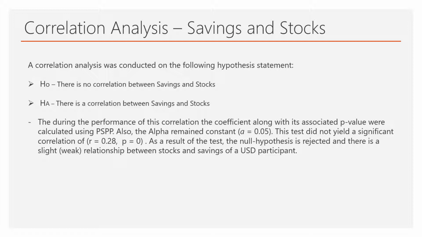In another example, we're looking at savings and stocks. The null hypothesis states there is no relationship between savings and stocks. The alternative hypothesis states there is a relationship between savings and stocks. The correlation coefficient is at 0.28, and the p-value is equal to 0. As a result of the test, the null hypothesis is rejected, and there is, again, a weak relationship between stocks and savings of a USD participant.